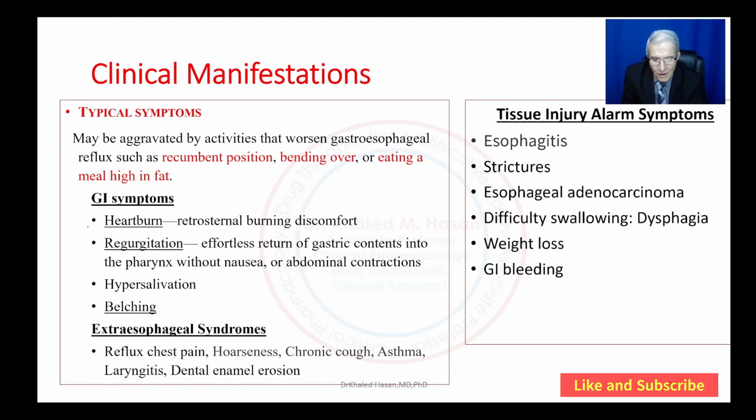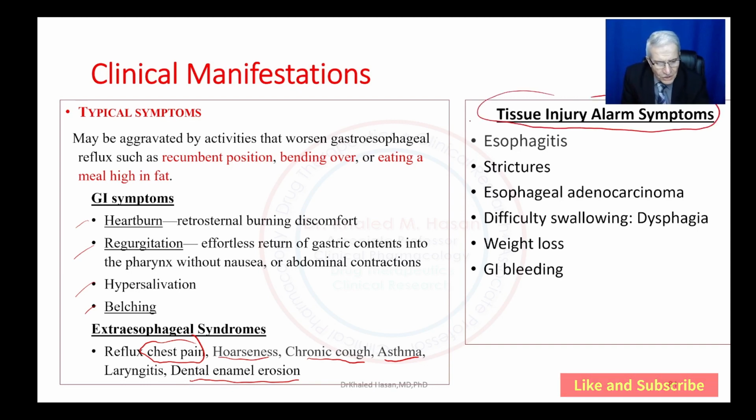The patient may suffer from heartburn, regurgitation, hypersalivation, and belching. Sometimes the patient suffers from extraesophageal syndromes, such as chest pain that can lead to misdiagnosis as heart disease, angina, or MI. Patients sometimes suffer from cough or asthma, dental and enamel erosion, and hoarseness, and all these are related to the extraesophageal symptoms, not related to the esophagus.